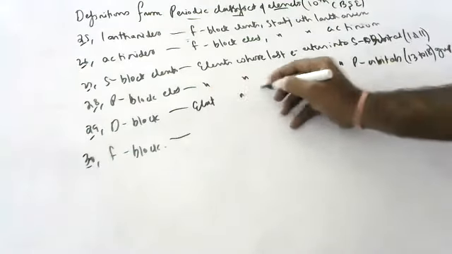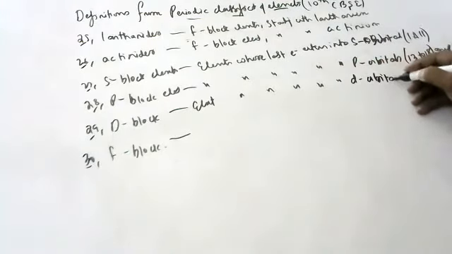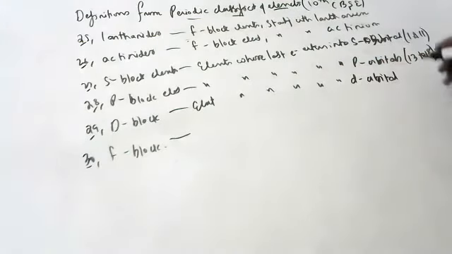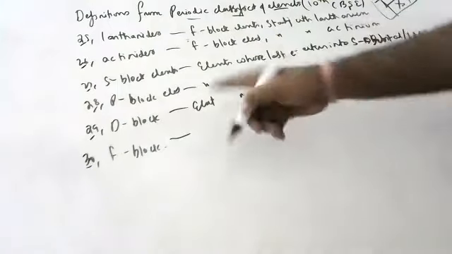D block elements are elements whose last electron enters into the D orbital. Here you will get 1B to 12B, children. We will study this, but here we will not study. These B block groups, 1B, 2B, 3B, 4B, 5B, 6B, 7B, 8B, 9B, are all D block elements.